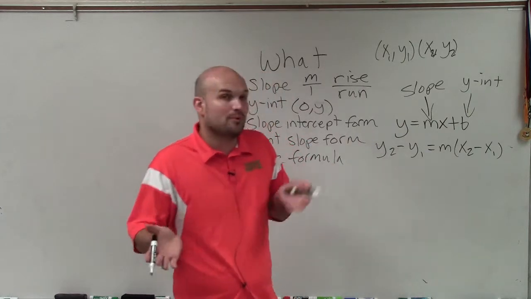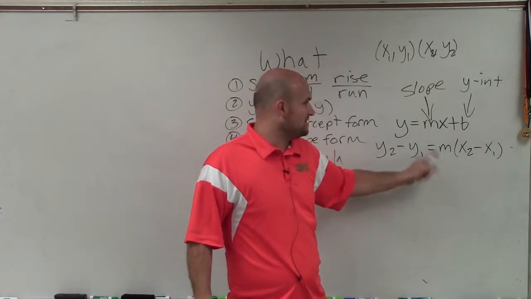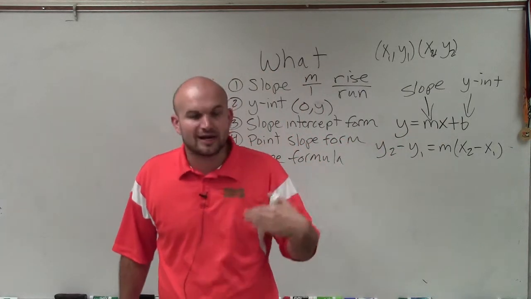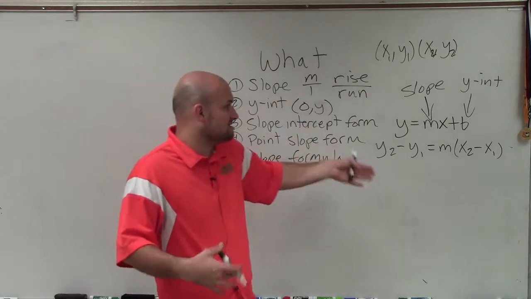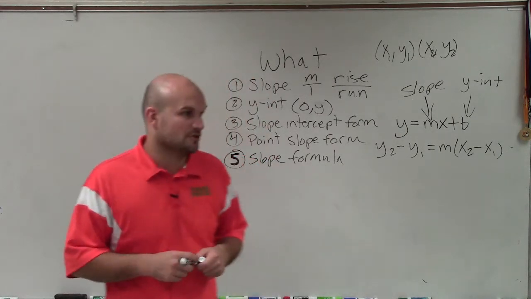Or if we only had 1 point and the slope, we could plug in one of those points, plug in our slope, and then simplify it to slope-intercept form. So knowing point-slope form is very, very helpful, a lot of times, for writing an equation in slope-intercept form. And then once it's in slope-intercept form, it's helpful to identify the slope and the y-intercept.